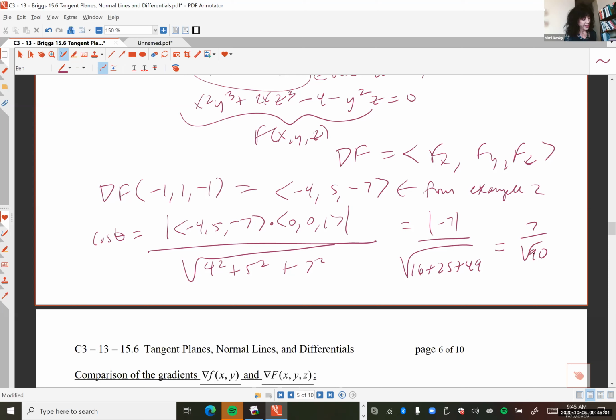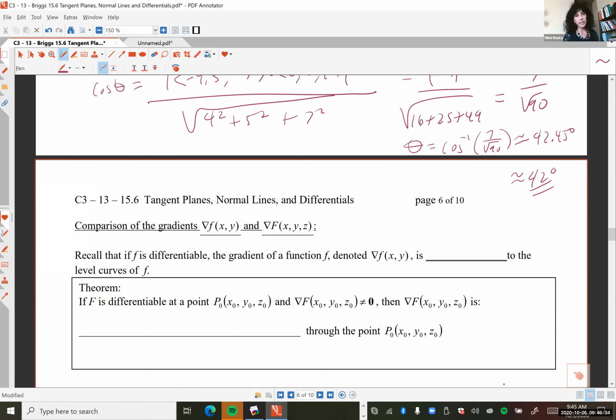And I'm not even going to simplify the radical because my theta is simply going to be cos inverse of 7 over square root of 90. And I'm going to round to the nearest, what did they say, nearest whole degree. I get 42.45 degrees. So if I round to the nearest whole degree, I'll do approximately 42 degrees. Okay, and that's your angle of inclination. That's how much your tangent plane is tilted, if you will, compared to the ground, which I think is good to know, personally. It's good stuff.